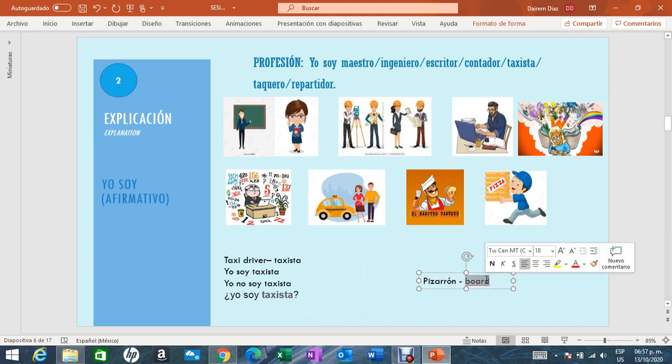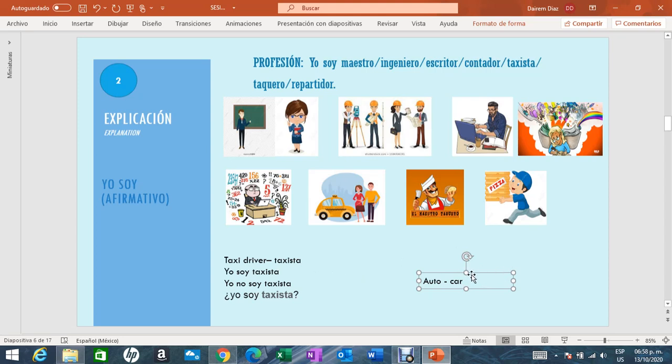So for taxista we have a car. Car is called auto in Spanish. We have a man and a woman, un hombre y una mujer. We have a car, un auto. And that's it. Next one.